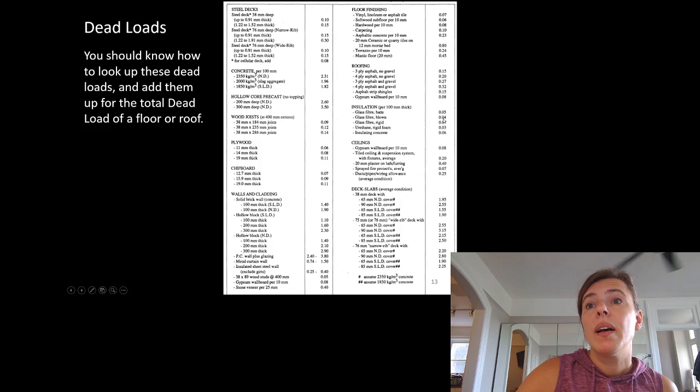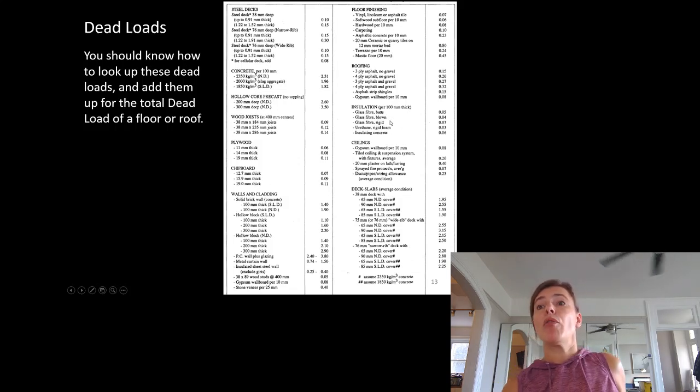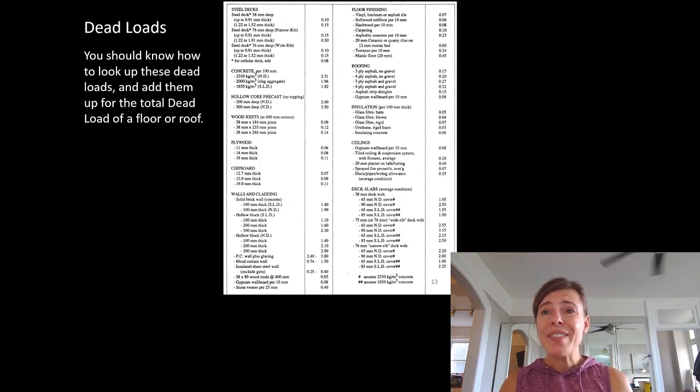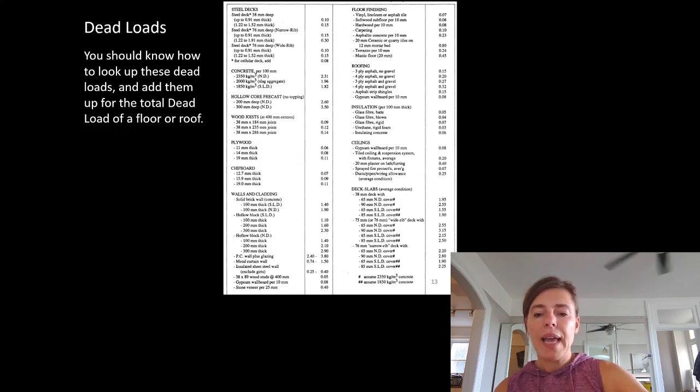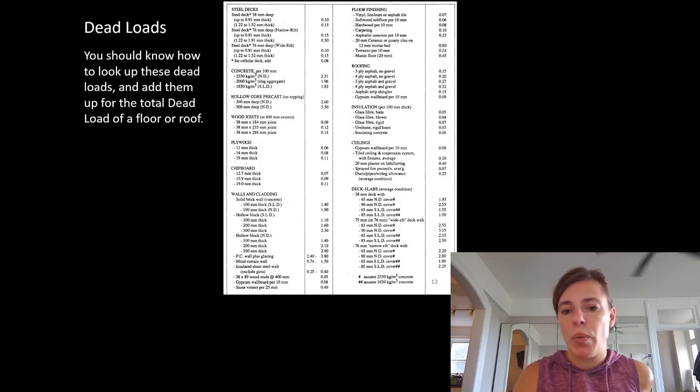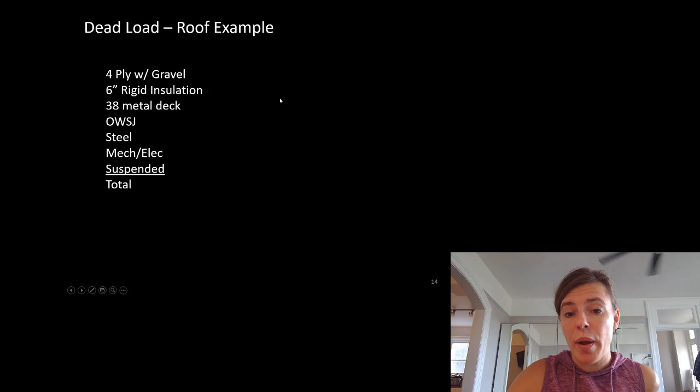We have 6 inches of the glass fiber rigid, which per 100 millimeters is 0.07 kPa. But we have 6 inches of it. So 6 times 25.4 is 152.4 millimeters. Let's divide that by 100, which gives us 1.524, times 0.07. We're going to get 0.1 kPa of rigid insulation that we need to account for. So 6 inches of rigid insulation is going to be 0.1 kPa.